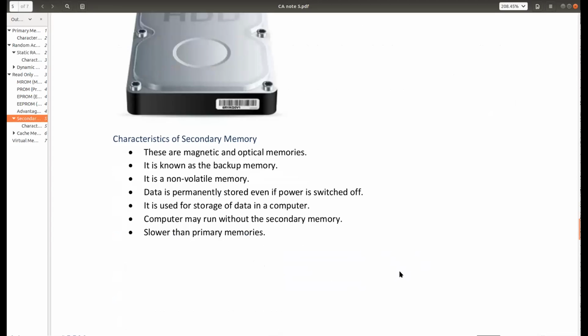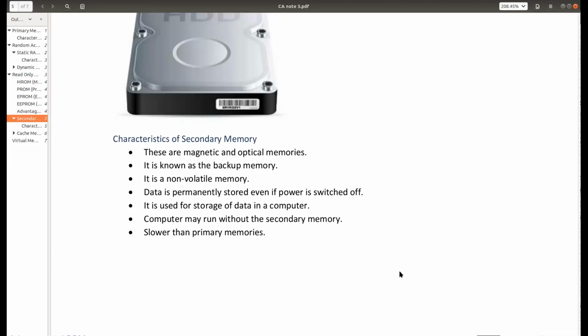Now, if we see some major characteristics of hard disk or secondary memory rather, then we will find that these are magnetic and optical memories. Nowadays, optical memories are coming. Previously it was magnetic only. Here you can take backup. It is a non-volatile memory. So data is permanently stored even if power is switched off. It is used for storage of data in a computer, obviously.